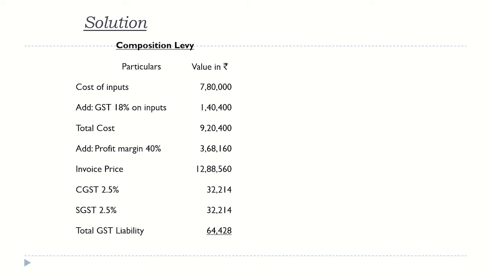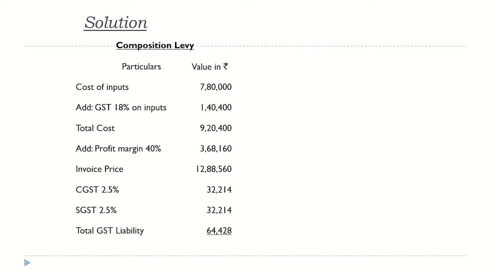Hence, the invoice price would be 12,88,560. Now, if we calculate taxes on this, assuming it to be an intrastate transaction where CGST and SGST are levied, since this is a composition scheme and a restaurant business, the rate of tax is 5%, that is 2.5% each of CGST and SGST. So the tax amount comes to 32,214 each for CGST and SGST, and hence the total GST liability is 64,428. This is with regard to composition levy.